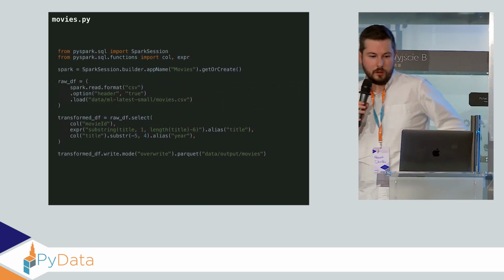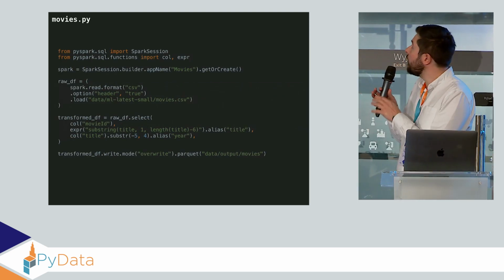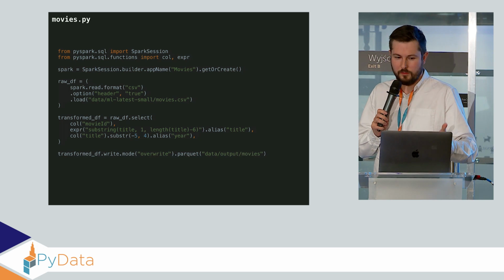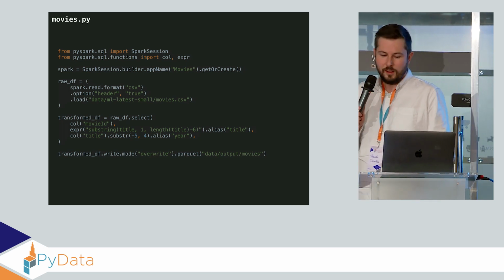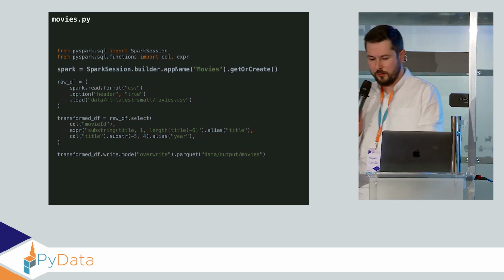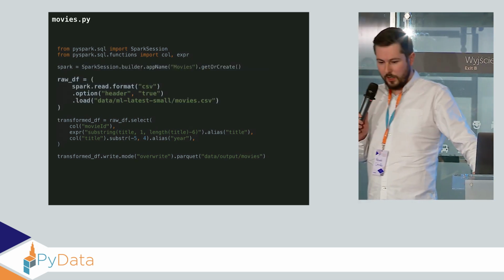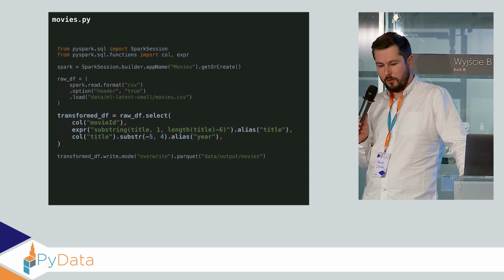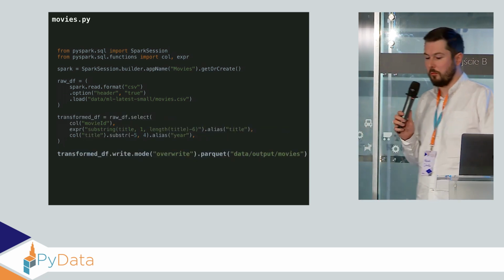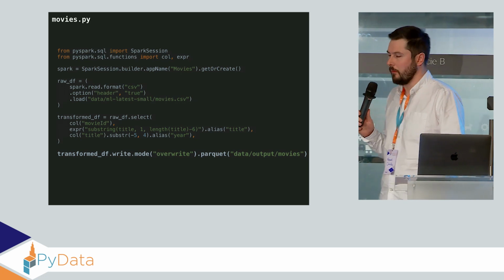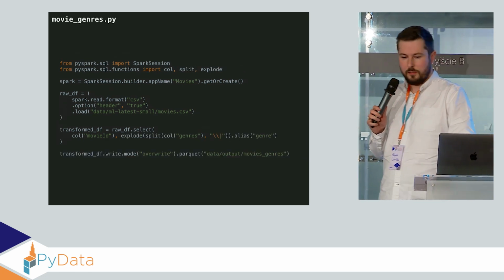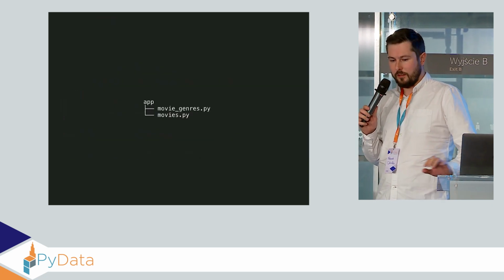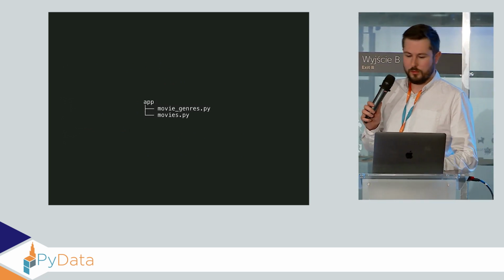So here we have our first version of the movies job. As I said before, very simple code. It has less than 20 lines. What it does is create a Spark session, read data from a movie CSV file, transform it into two columns, title and year, and then save the data in Parquet format to some output location. And this is the other job, which looks very similar. And this is the structure of our application. There are only two files there.